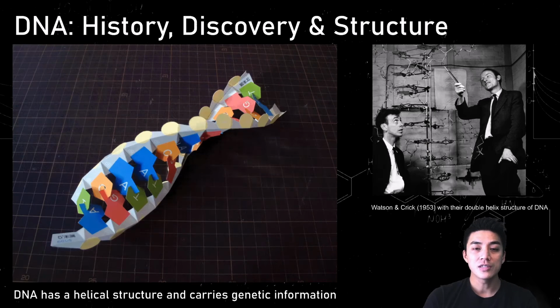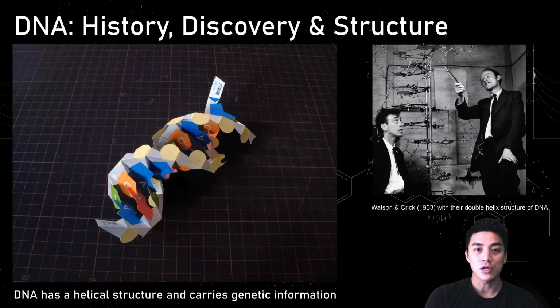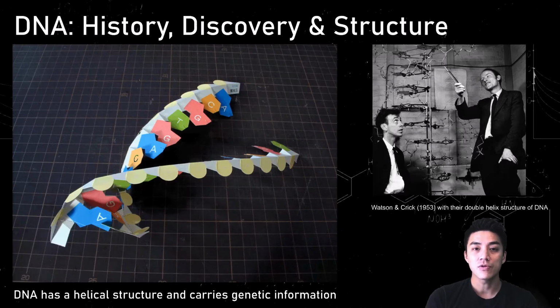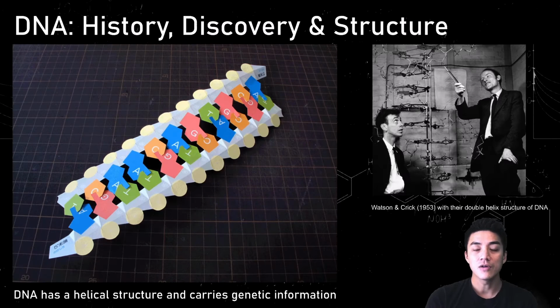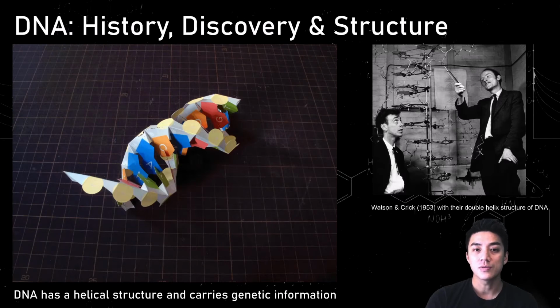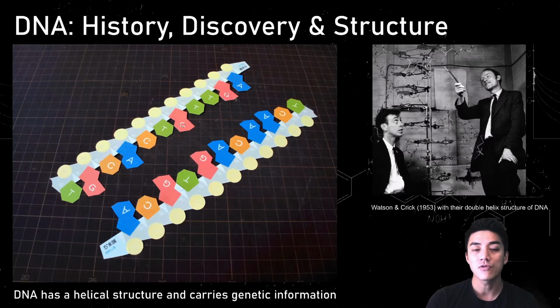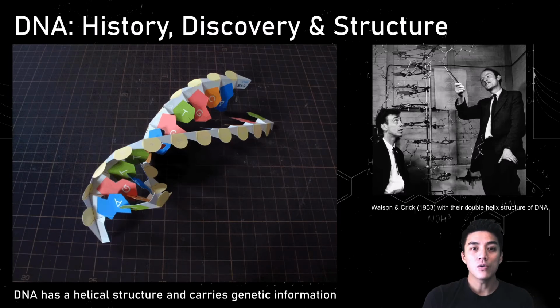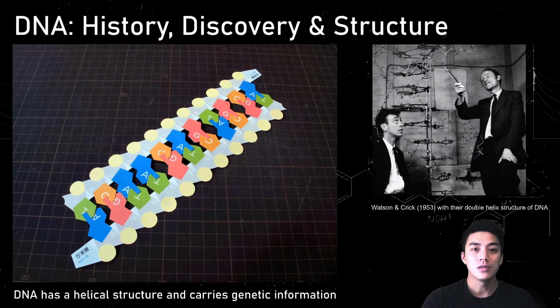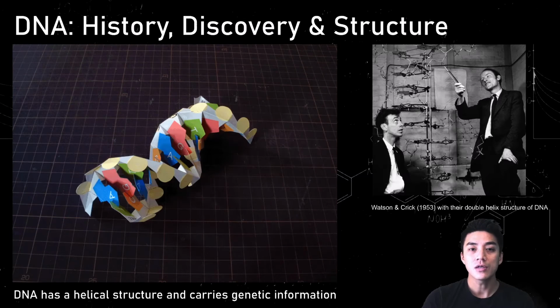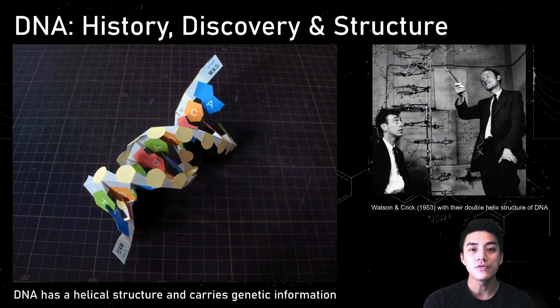We now understand today that DNA has a helical structure and contains genetic information. Our understanding of DNA has allowed us to make advancements in science in the field of genetic engineering, cloning, and forensic science. We've come a long way since the early beginnings. In this video, you'll learn about the history, the discovery, and the structure of DNA.